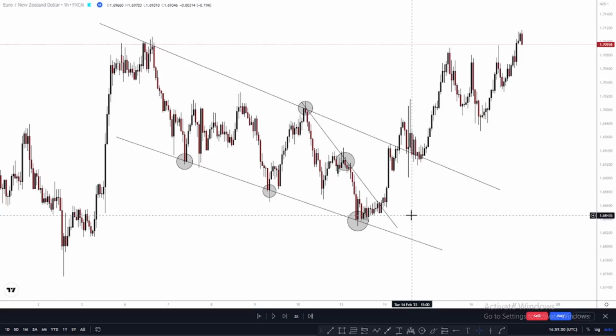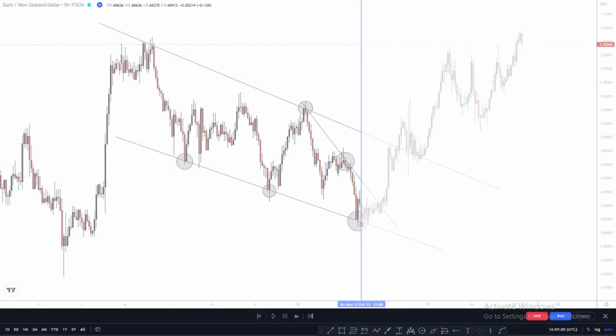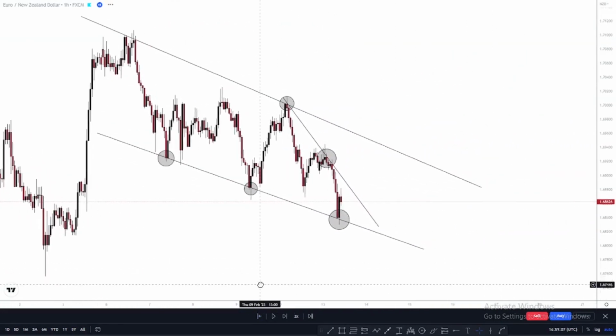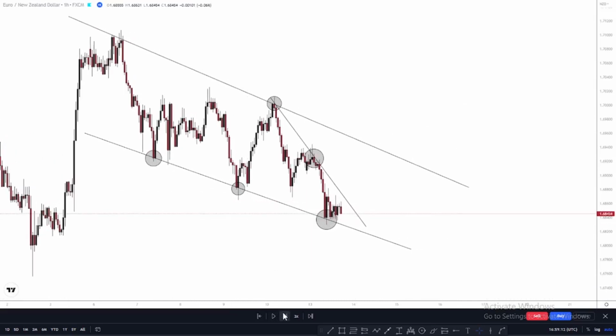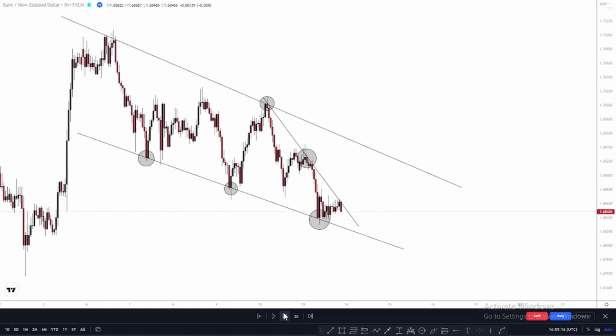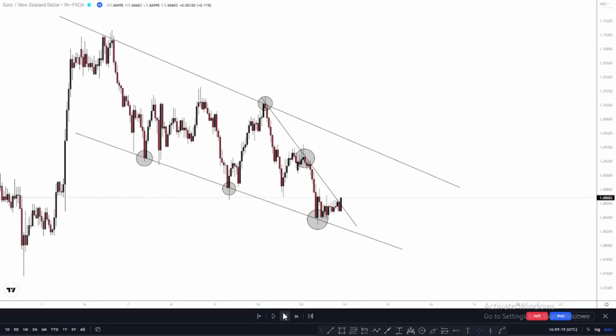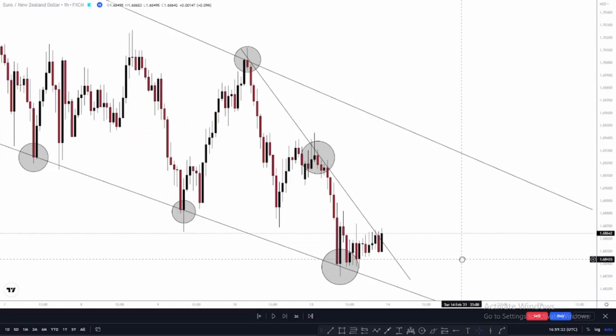Okay, so if we go back in time, where can we see the breakout happen? Boom, right here. This is where the breakout of the inner trend line happened. And what candlestick did price break out with? A bullish engulfing candlestick. Look at that candlestick.